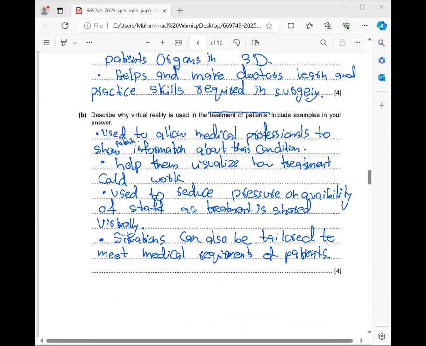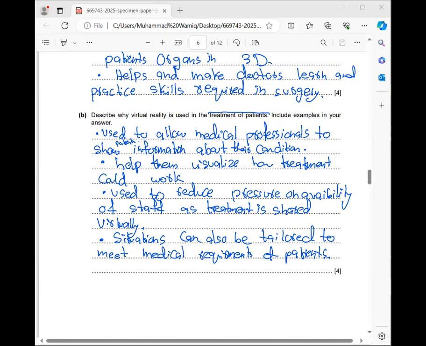So the first one I have said that it is used to allow medical professionals to show patients information about their condition, so that they can help them visualize how their treatment or how their condition is going to work. They can even be used to reduce the pressure on our staff and availability as well. Situations can be tailored from one to other to meet the medical requirements. And when it comes to medical and patients, there could be a huge number of scenarios, so they can be tailored in terms of virtual reality.